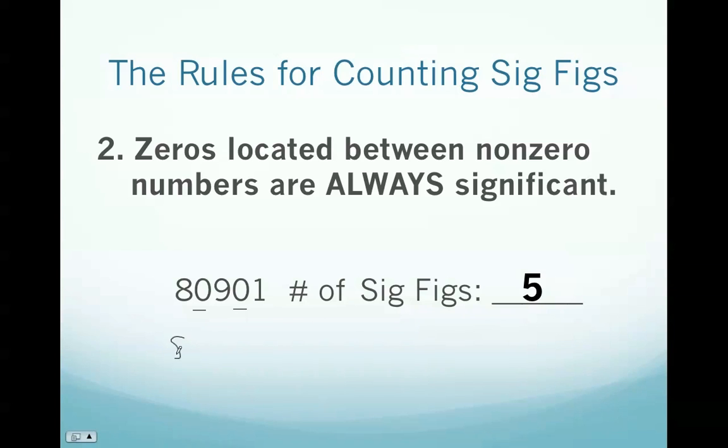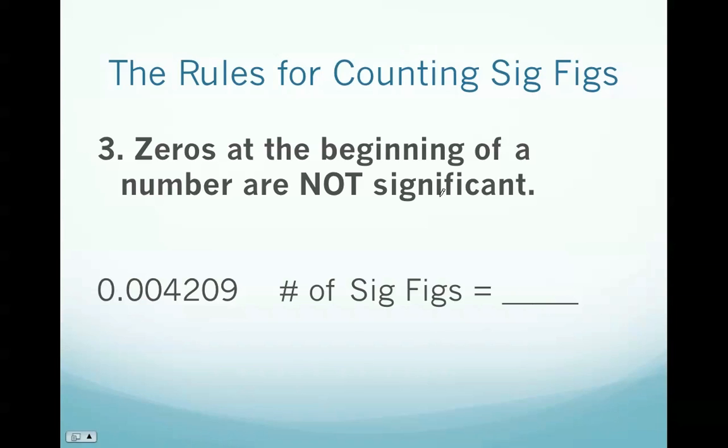It would also be the case if this was my number instead. These would all be significant, and we would also have 5 sig figs, because we have 1 through 9 numbers that are on the outside of those zeros. Alright, zeros at the beginning of a number are not significant, and by beginning, I mean before a 1 through 9 number. So for this number, I'm not going to count these zeros out at the beginning because they come before the first 1 through 9 number, so then I'll count everything else that remains, which is 4 sig figs.